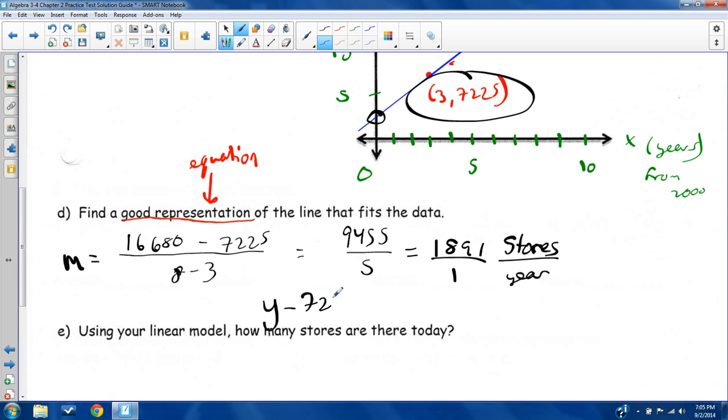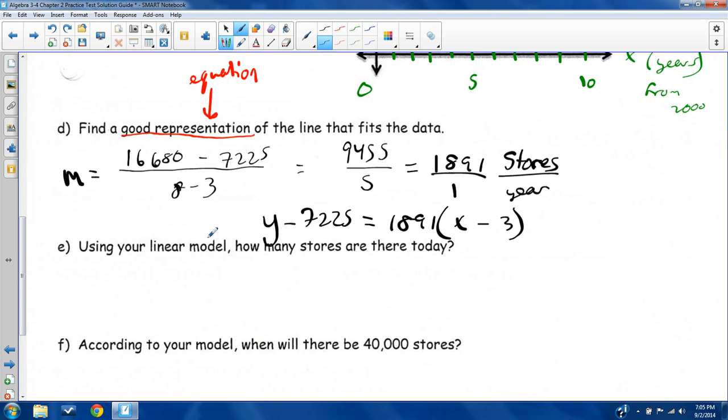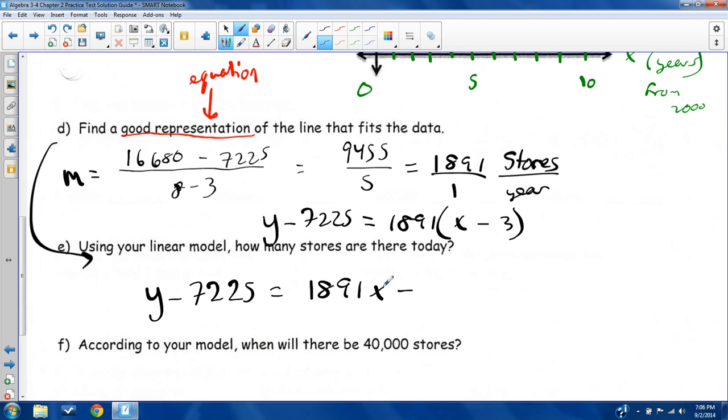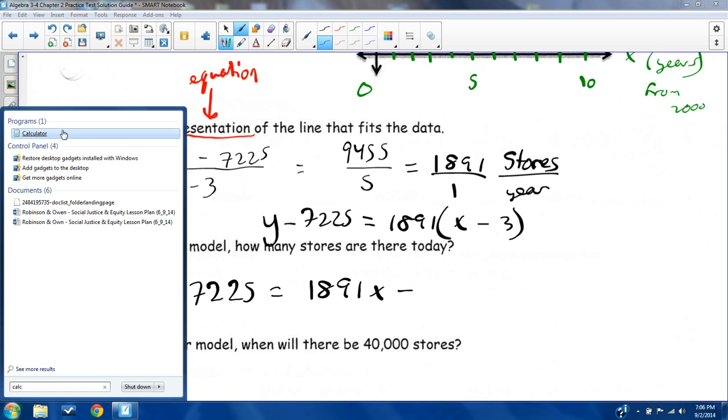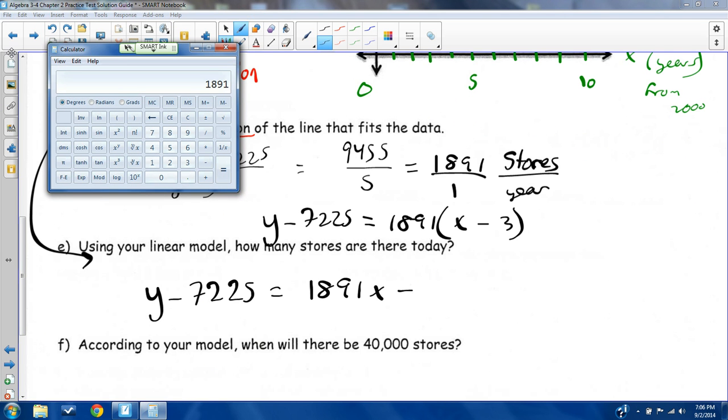Y minus 7225 equals my slope, 1891, times x minus 3. I'm going to distribute, put it in that form, and do all that stuff. Then I'll add 7225 over. So I know I'm running over. This is for point D. This will be y minus 7225 equals 1891 times x minus whatever 1891 times 3 is. That would be, shouldn't have closed the calculator. 1891 times 3 will give me 5673.